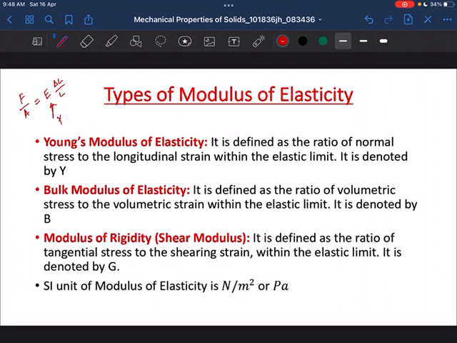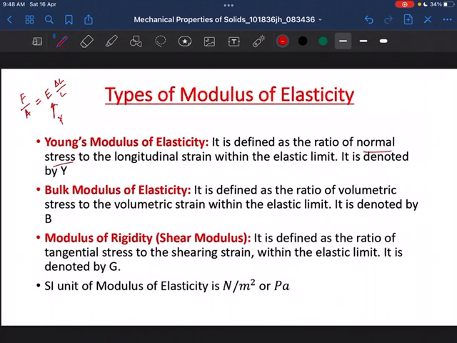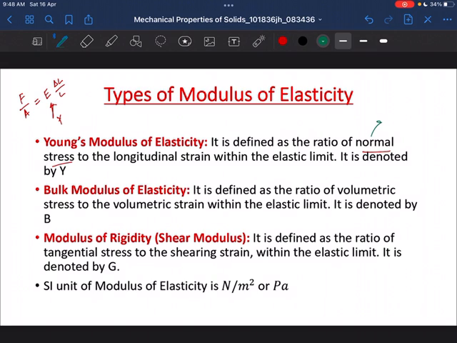Young's modulus of elasticity is defined as the ratio of normal stress to longitudinal strain. We have already studied normal stress. Normal stress means tensile stress or compressive stress. Longitudinal strain means the length increases. So longitudinal strain means del L by L within the elastic limit, and is denoted by Y, Young's modulus. Elastic limit means it does not lose its elastic property or become like plastic.